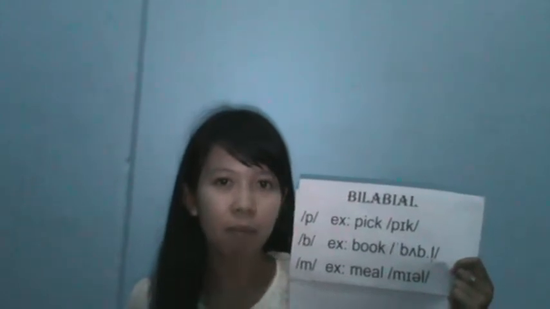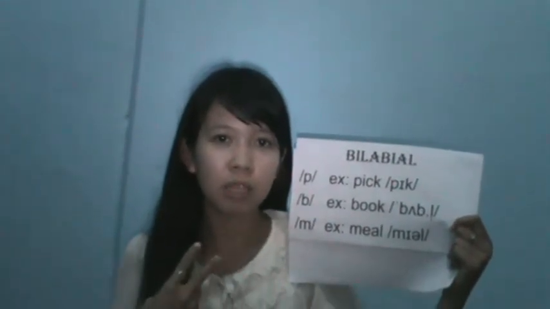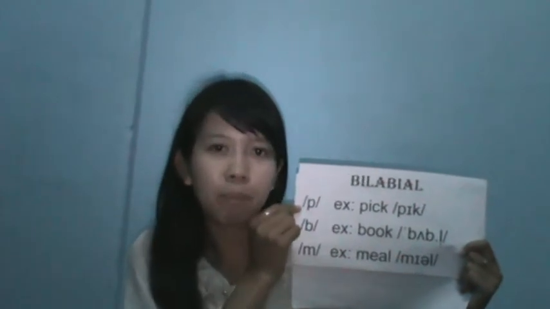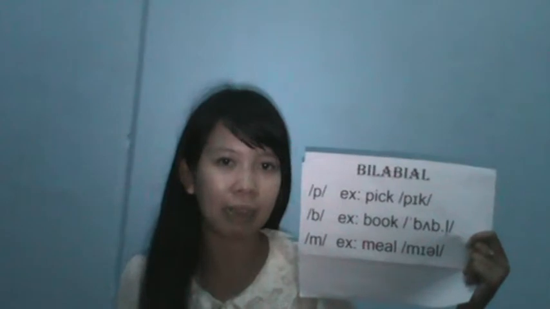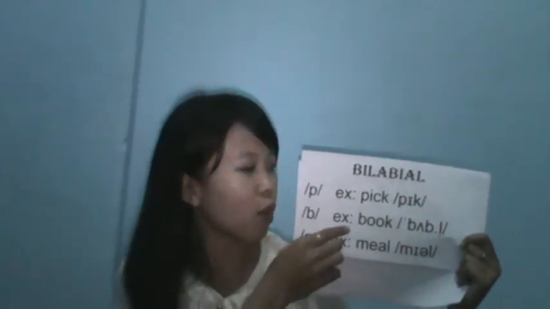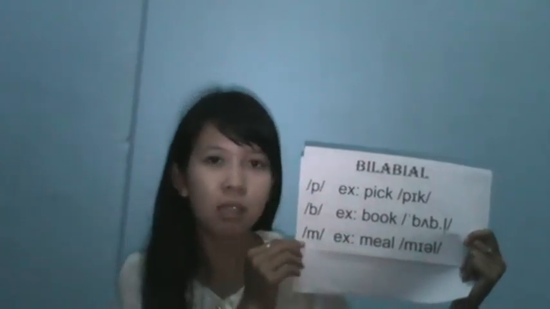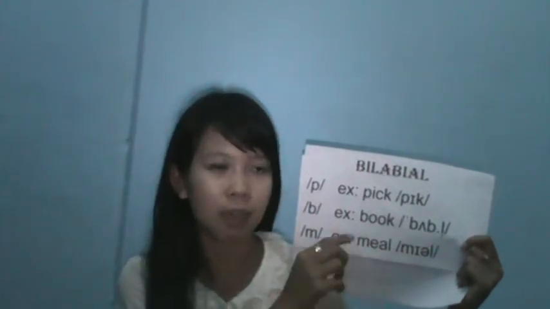There are some consonants. The first is bilabial. Bilabial uses both lips. The first is the p sound. For example, pig. The second is the b sound. For example, book. The third is the m sound. For example, meow.